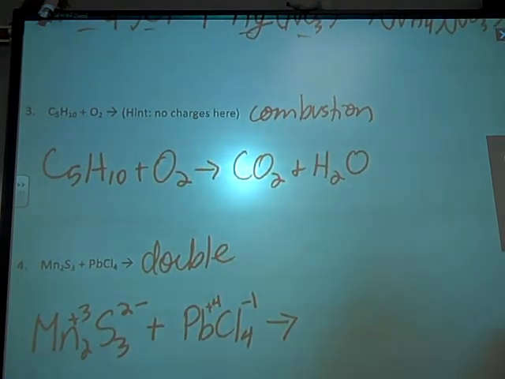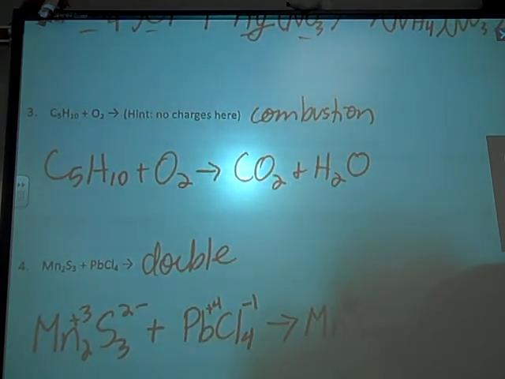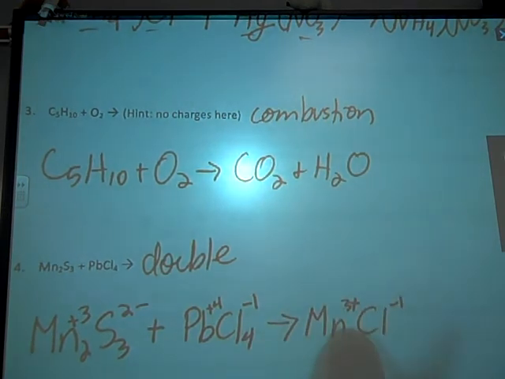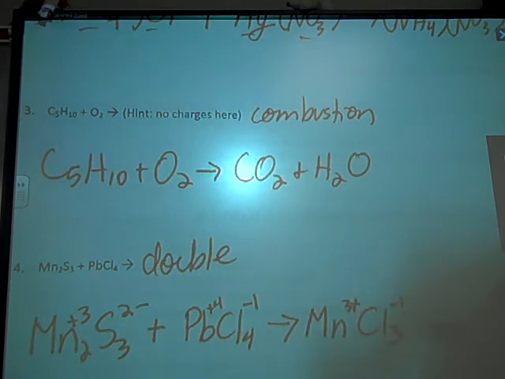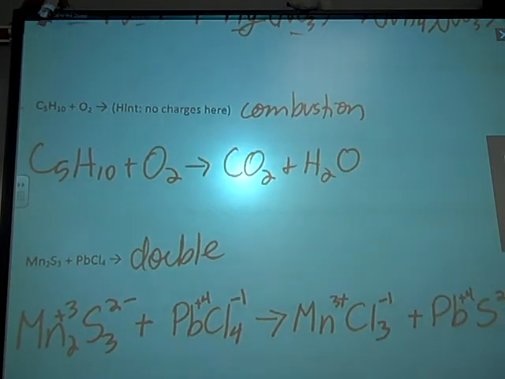Now we're going to swap our positives. My manganese with his 3+ charge is going to go with my chlorine with his -1. That does not equal 0. I need subscripts to fix it. Plus my lead with his +4 is left with my sulfide with his -2 charge. 2 sulfides there.